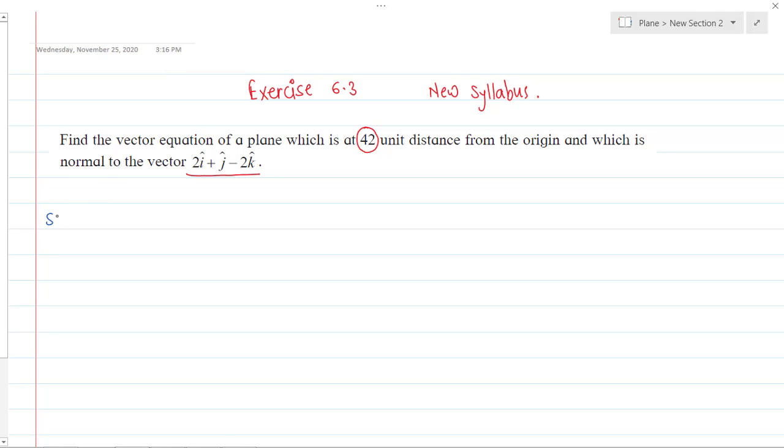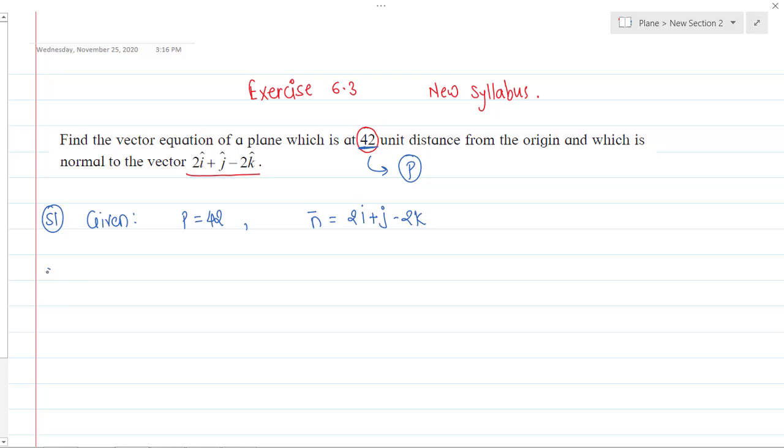So what is our strategy? Write down step number 1, which is nothing but the given information. So what they have given is, the plane is lying at a 42 units distance from the origin, and we have seen that this distance is denoted by p. Okay, so p is equals to 42 units, and the normal vector we denote it by n bar, which is nothing but 2i plus j minus 2k.